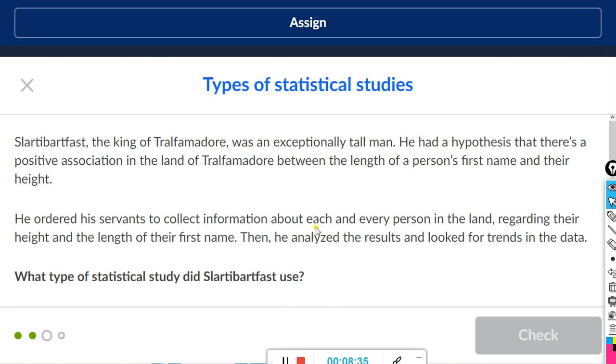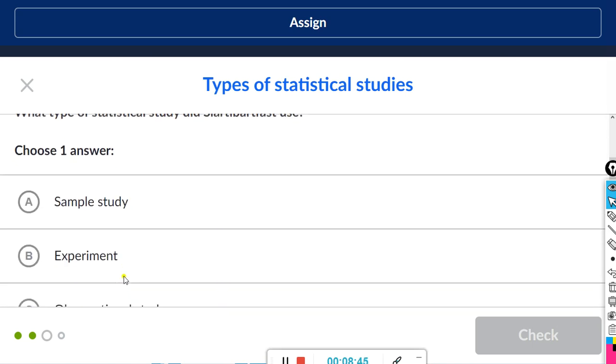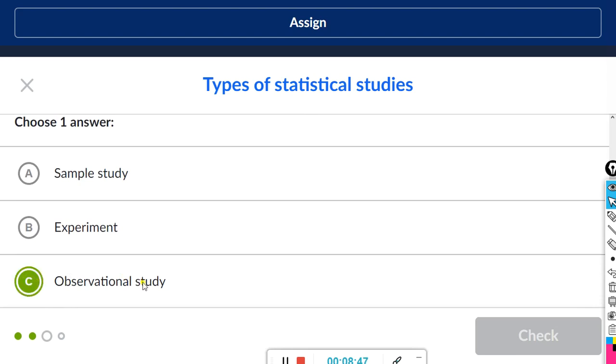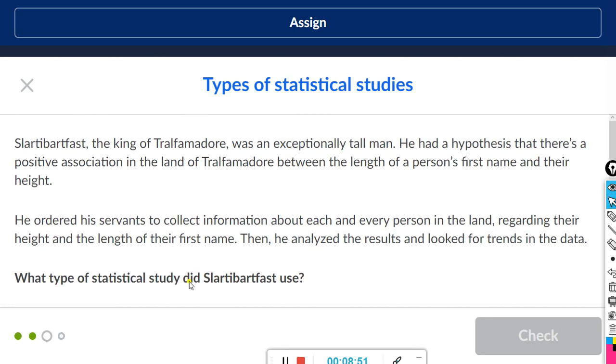Okay, so since he did each and every person in the land, it doesn't seem to be a sample to me. And no one was administered a drug or anything like that, so it's not an experiment. It's once again an observational study. And they didn't say anything about cause and effect. It was just that he had the hypothesis that there's an association between the length of the person's first name and the height.